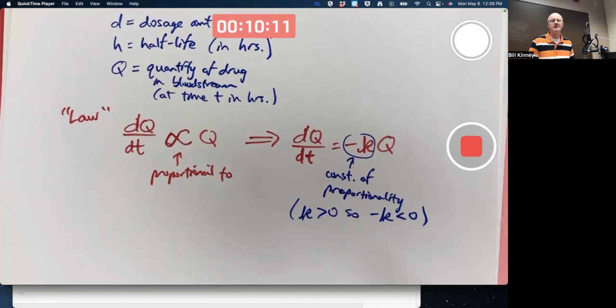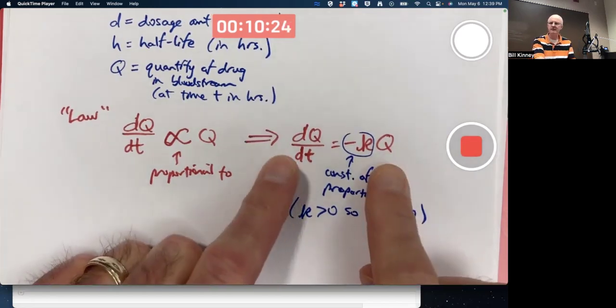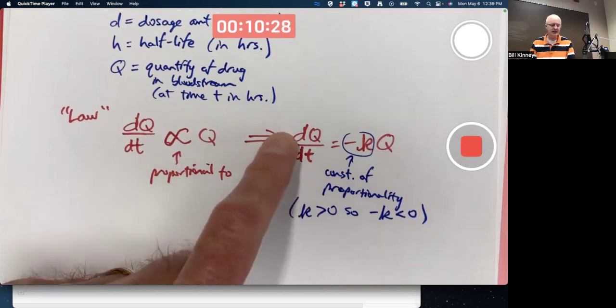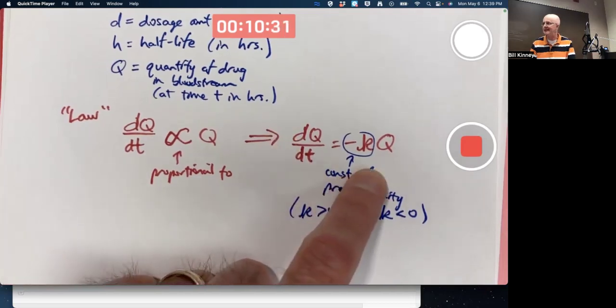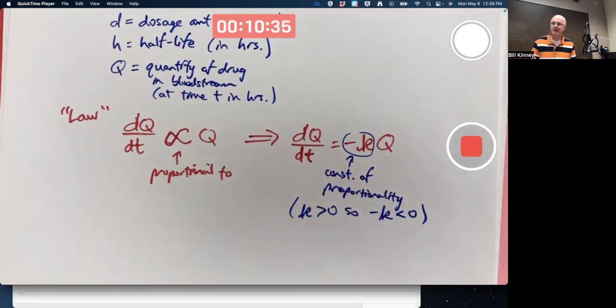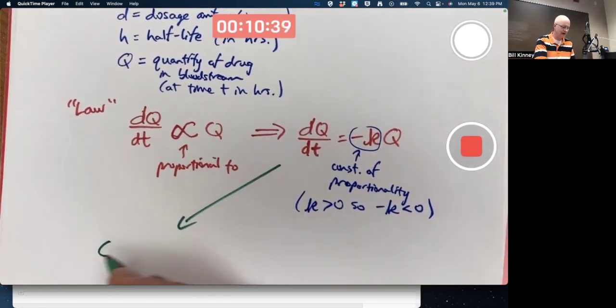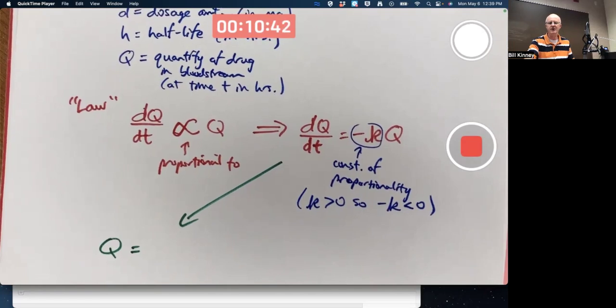Now, we can certainly solve this differential equation by separation of variables. K is a constant. Q and t are the variables. To separate variables means to get the q's on the left side and the t's on the right side. So I divide both sides by q and, quote unquote, multiply both sides by dt. I get dq over q equals negative k dt. And then I could integrate and solve for q. This is a simple enough equation, though, that you can just guess. Q is going to be an exponential function of t.